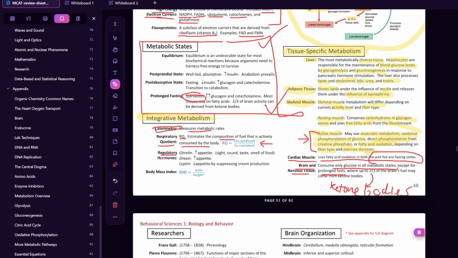So then we can go back to regulatory hormones. Ghrelin will increase your appetite. Orexin will increase your appetite as well. So any sight, sound, taste, or smell of food might increase your appetite, and these are the hormones involved. Leptin will decrease it and be like, oh, you're full. But it doesn't actually do that as a signal. What it does is suppress orexin right over here. So it will decrease your appetite. And then your body mass index is your mass over your height squared. Mass is always in kg, kilograms, and the height is in meters squared. So those are the SI units that we're using.